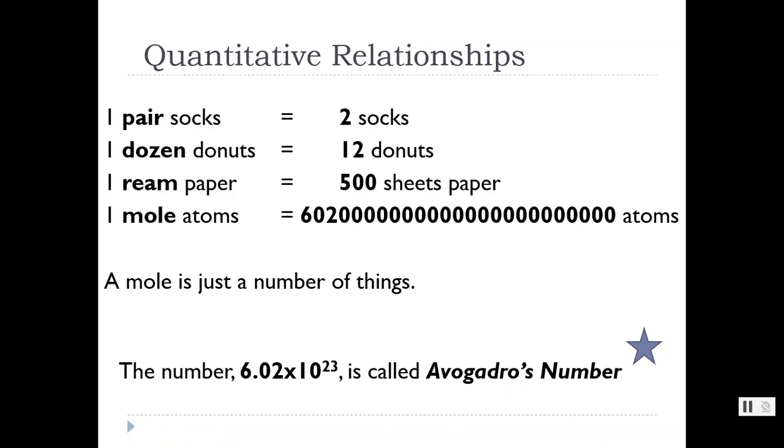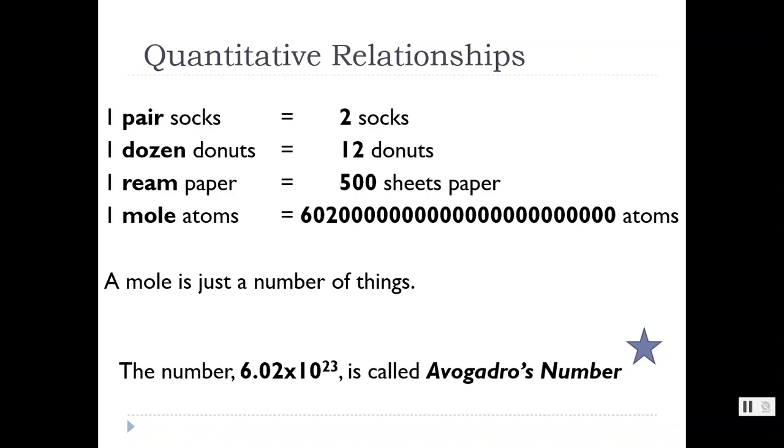So you can think about this new number. It's just a number of things. So 1 mole of lead atoms would be 6.02 times 10 to the 23rd lead atoms. 1 mole of donuts would be a heck of a lot of donuts. It would be 6.02 times 10 to the 23rd donuts. So a mole, it's just a number of things. It's a way that chemists can do counting of atoms, molecules, ions, things that are important to chemists.